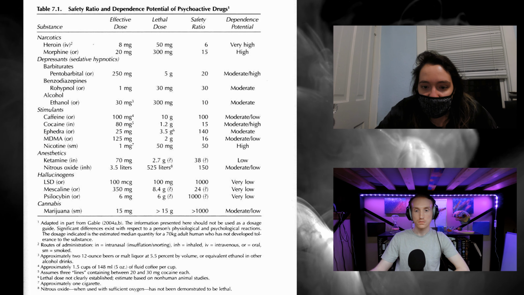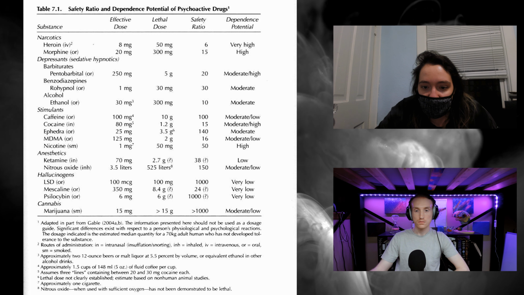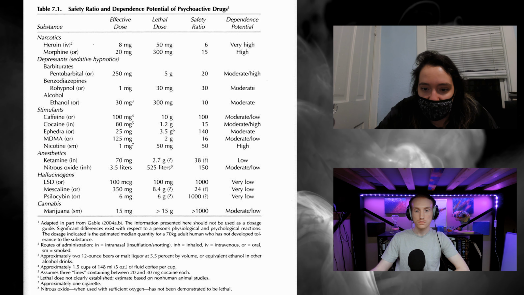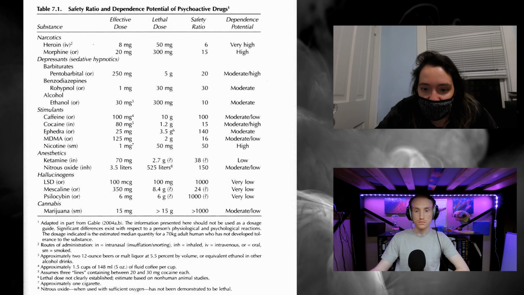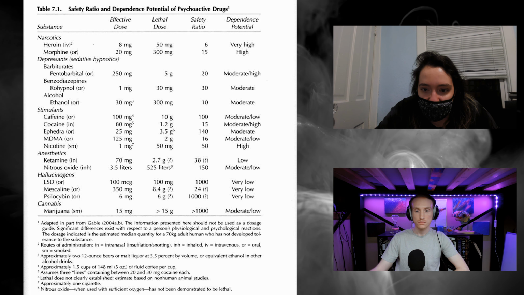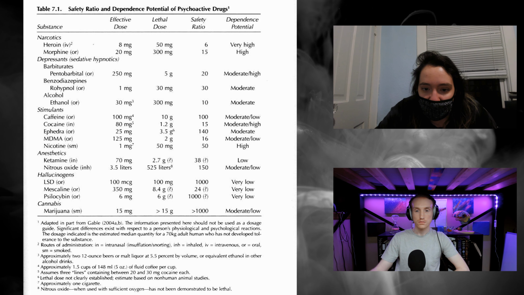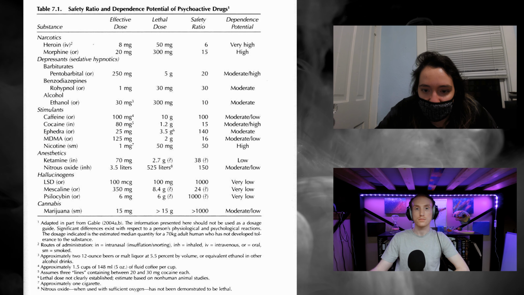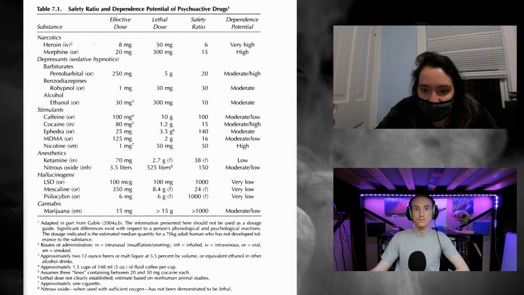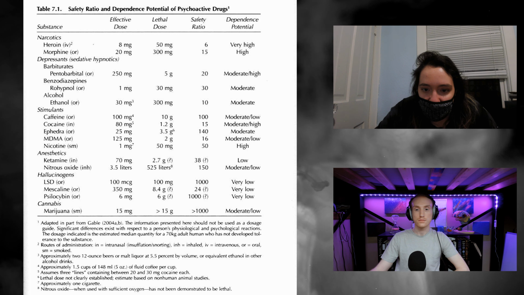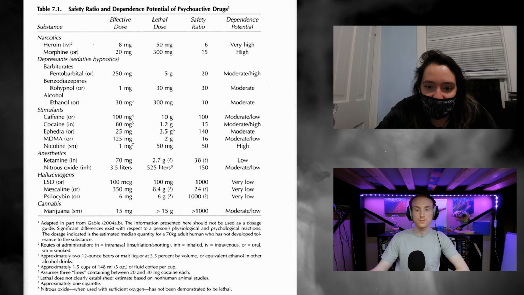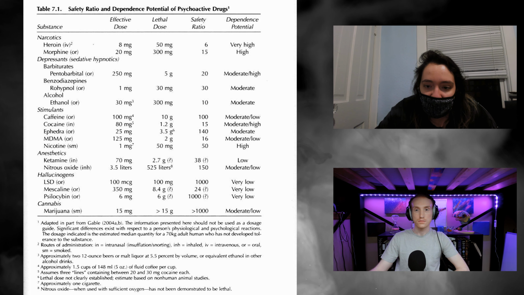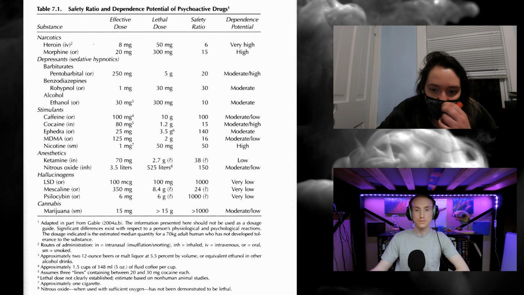Cocaine: effective dose would be 80 milligrams, lethal dose would be 1.2 grams. So the safety ratio is 15, and dependence potential is moderate to high. Ephedra: 25 milligrams effective, lethal is 3.5 grams, safety ratio is 140, and dependence potential is moderate. MDMA: effective dose is 125 milligrams, lethal dose is 2 grams, safety ratio is 16, dependence potential is moderate to low.